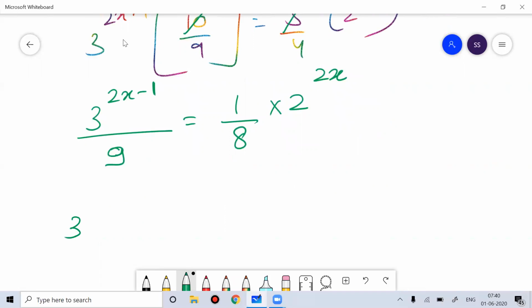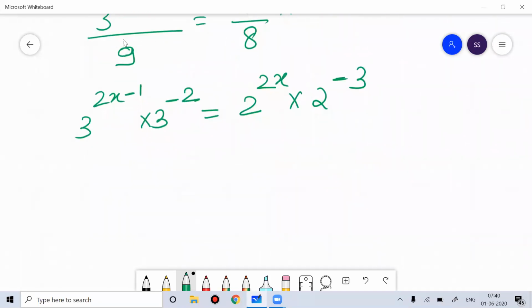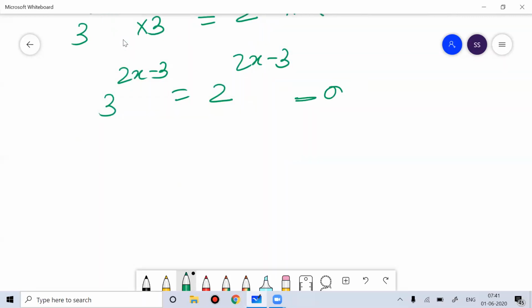So this I can write 3 to the power 2x minus 1 into 3 to the power minus 2 is equal to 2 to the power 2x into 2 to the power minus 3. So I can write 3 to the power 2x minus 3 is equal to 2 to the power 2x minus 3. And again, you know the logic that we have discussed in the first question, that 3 to the power anything can't be equal to 2 to the power anything. That is only possible if the power is 0. There's only one condition.